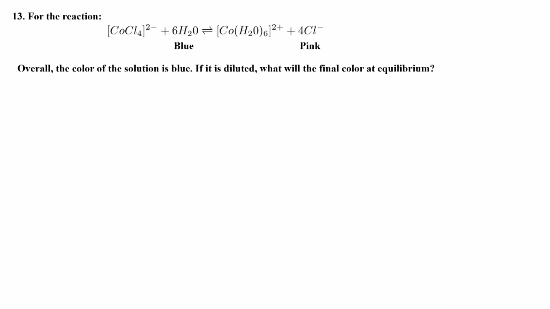Move to problem number 13. For the reaction COCl4 2 minus plus 6H2O gives Co(H2O)6 2 plus plus 4Cl minus. Overall, the color of the solution is blue. If it is diluted, what will be the final color at equilibrium? So dilution means we are adding more water to it.